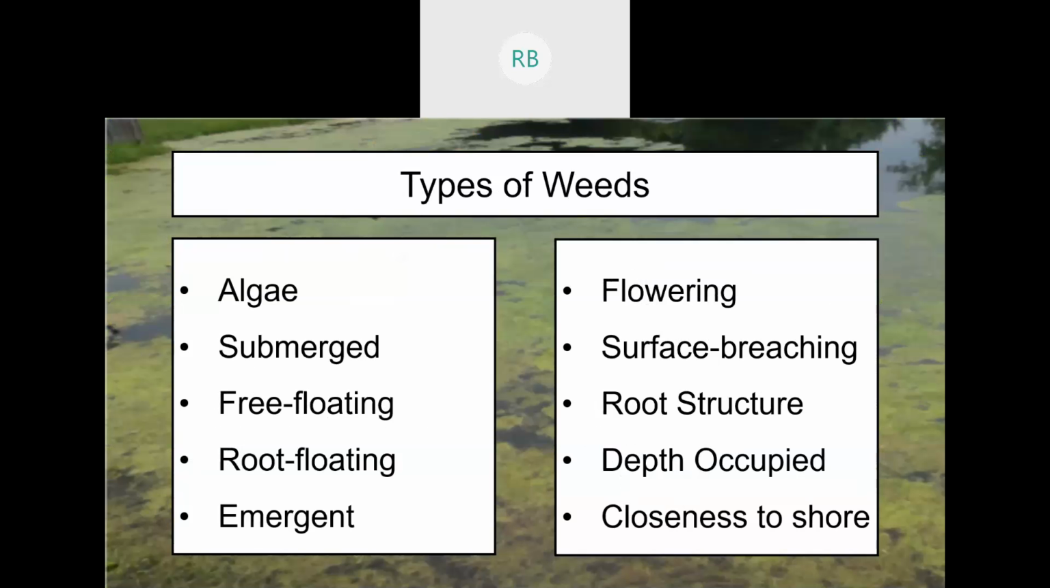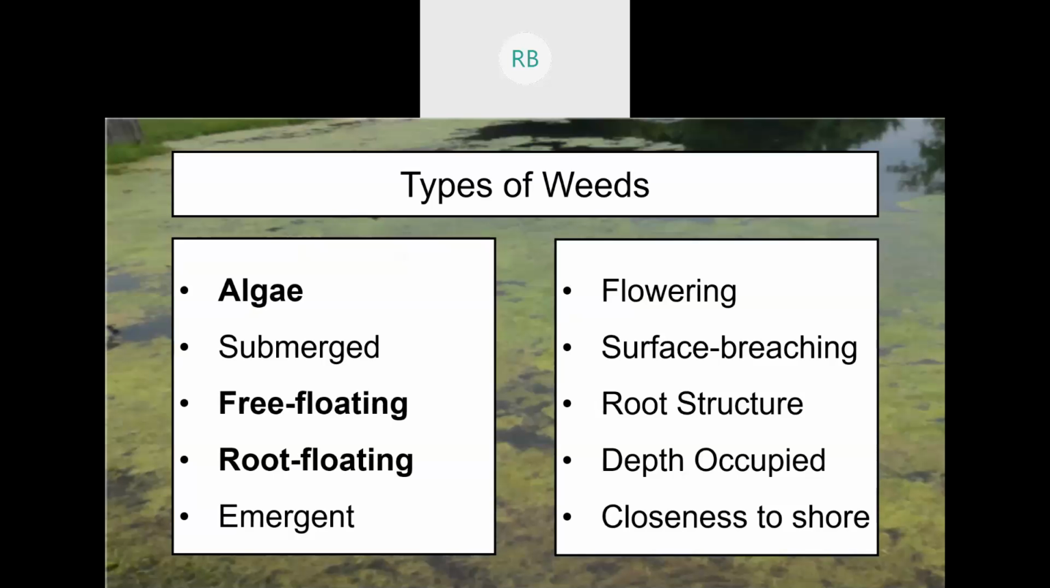Now, when we talk about weeds in ponds, we talk about a variety of plants, some of them more familiar than others. There are going to be 5 primary weeds that you're going to be dealing with. For the purposes of this program, we're only going to be really focusing on 3 of them. And those are going to be algae, free-floating plants, and rooted floating plants.